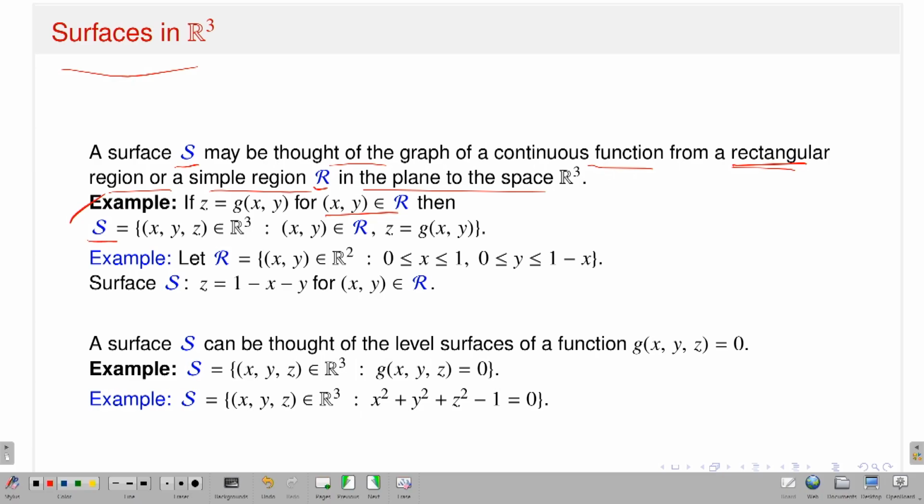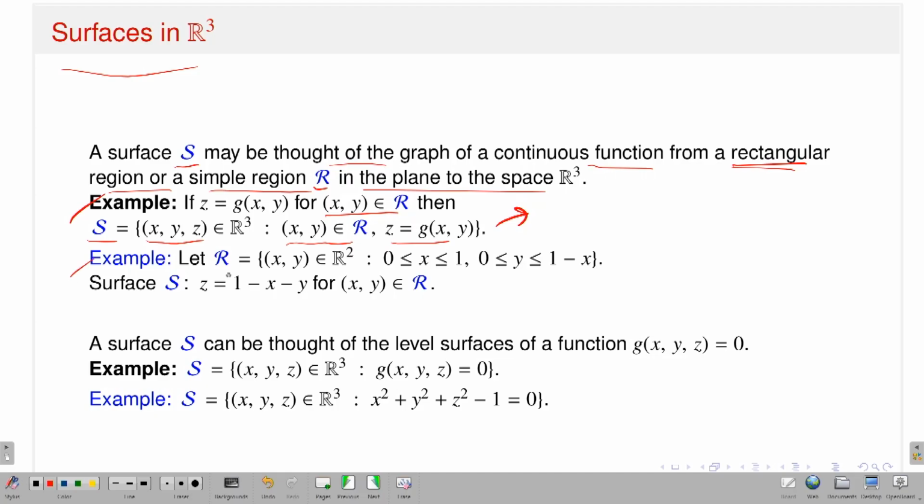Then I am saying that the surface S, which is of course a subset of R3, is the collection of all those (x, y, z) in R3 such that (x, y) runs over the region R in R2 and the third component z is given in terms of a function of x and y, which is nothing but z equal to G of x y. Then this set S represents a surface in R3.